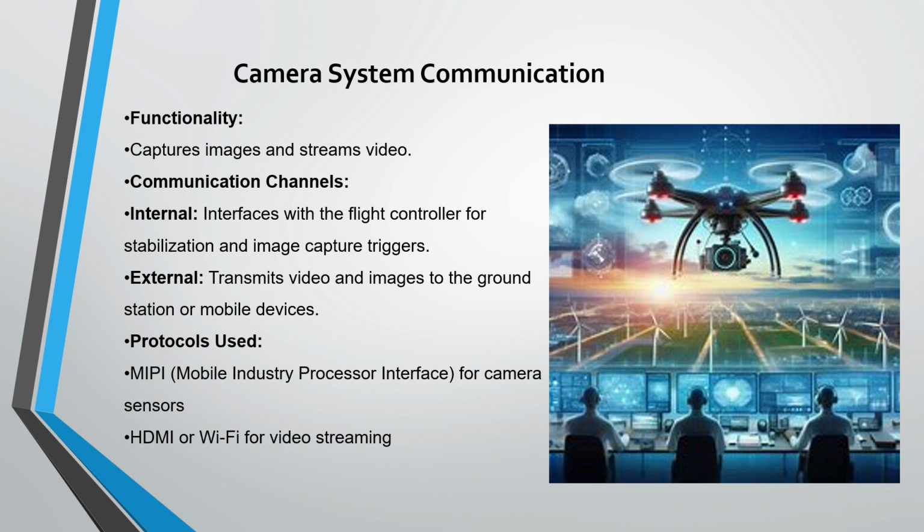And the second communication channel is the external channel. It transmits video and images to the ground station or mobile devices, meaning it provides direct communication to the controller. And the protocols we use in the camera system communication are MIPI, which means mobile industry processor interface, basically used for the camera sensors, and the second one is HDMI or Wi-Fi for video streaming.